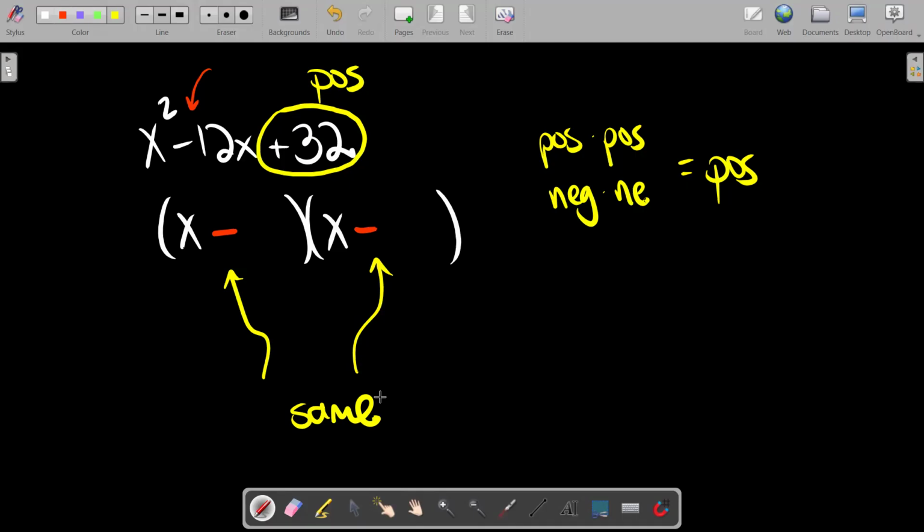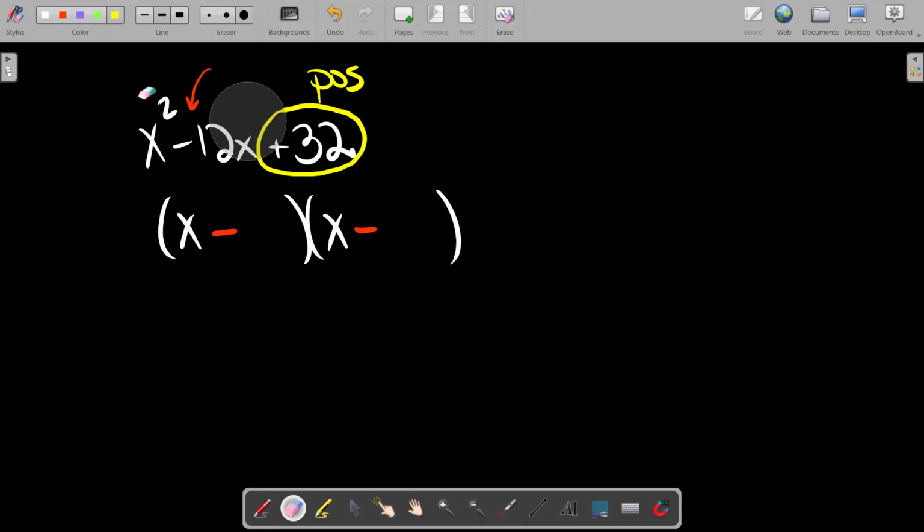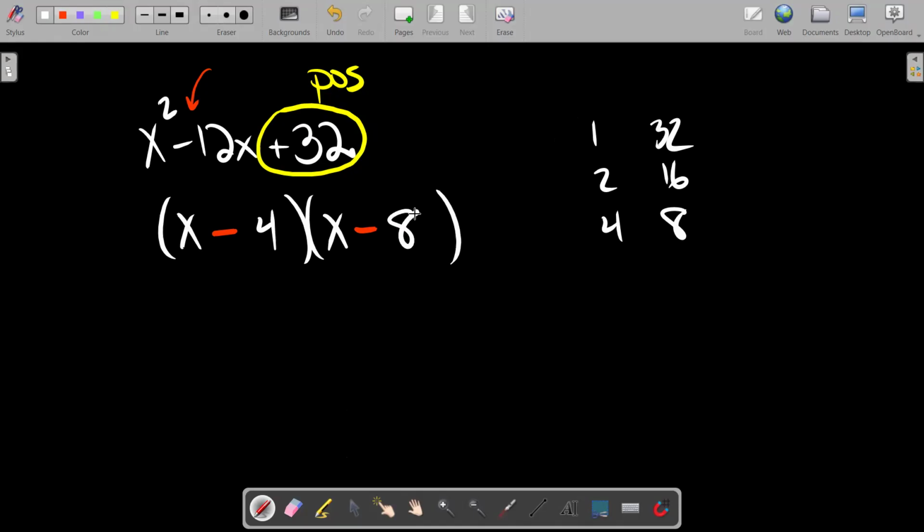And there's the structure. And then you go through and you think about all the ways you know to multiply to make 32. And there's not all that many of them. There's going to be 1 and 32, there's 2 and 16, and then there's 4 and 8, and that's it. What are we looking for? I want to do the -4 and the -8. Because when I check these, what does purple make? -4x, and what does green make? -8x, and when you add those together, there's your -12x.